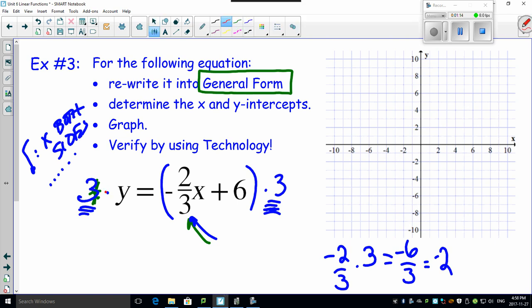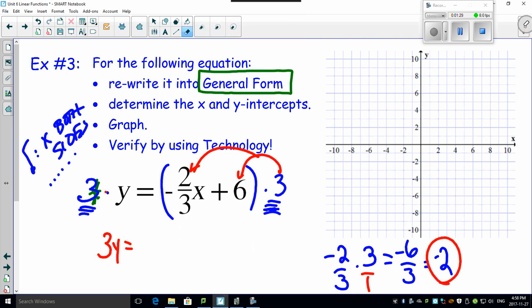Well, here we go. 3 times y is just 3y. Minus 2/3 times 3, I already still have it here, we know is minus 2. So this is going to give you minus 2x, and look how easy this is. 3 times 6, well, that's just plus 18.